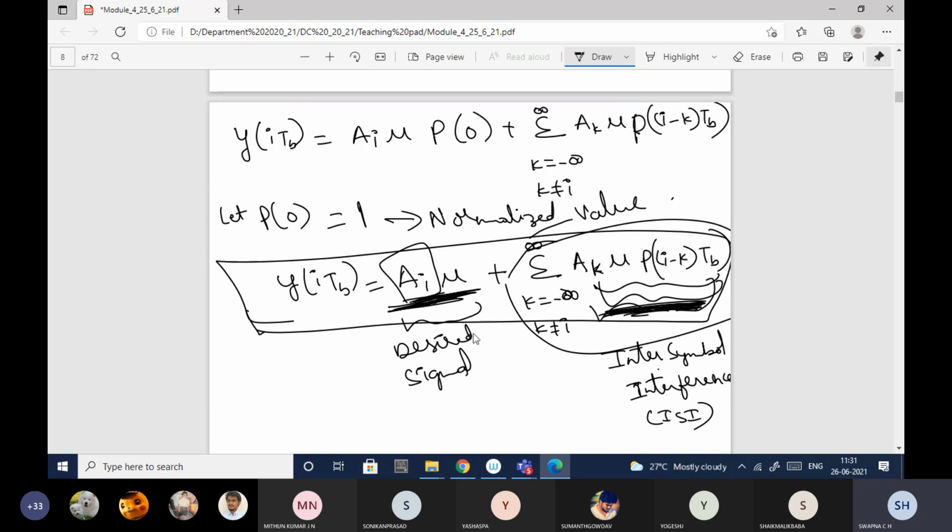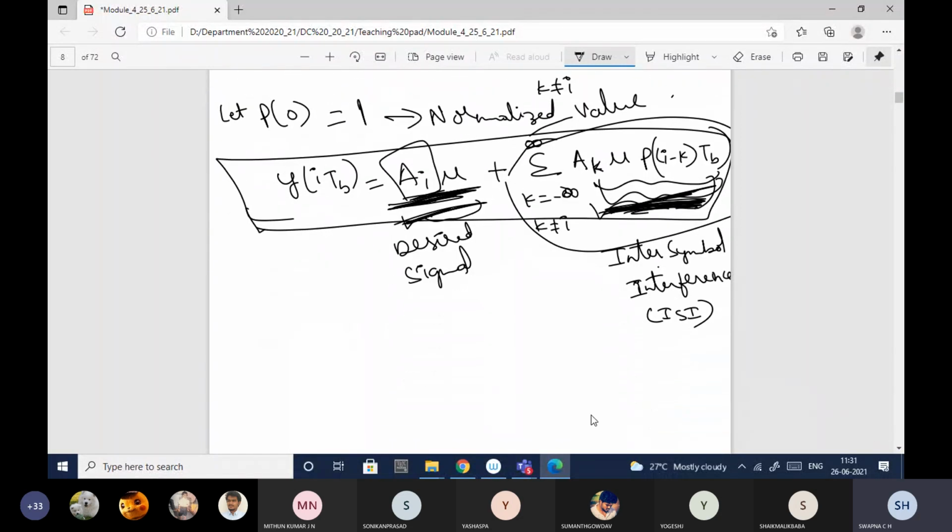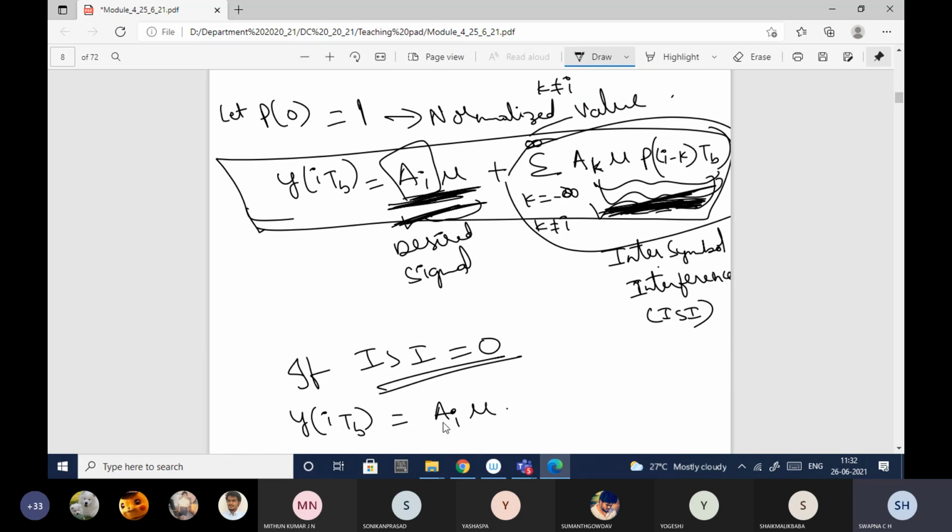Now, if I want to get only the desired signal, what should this value be? This value should be equal to 0. So you need to make ISI equal to 0. If ISI is equal to 0, then y of i T_b will be nothing but a_i into mu. Mu is some scaling factor, in the sense some constant value. So if you make ISI equal to 0, then you'll have the desired symbol, which is a_i into mu. This is all related to the derivation.